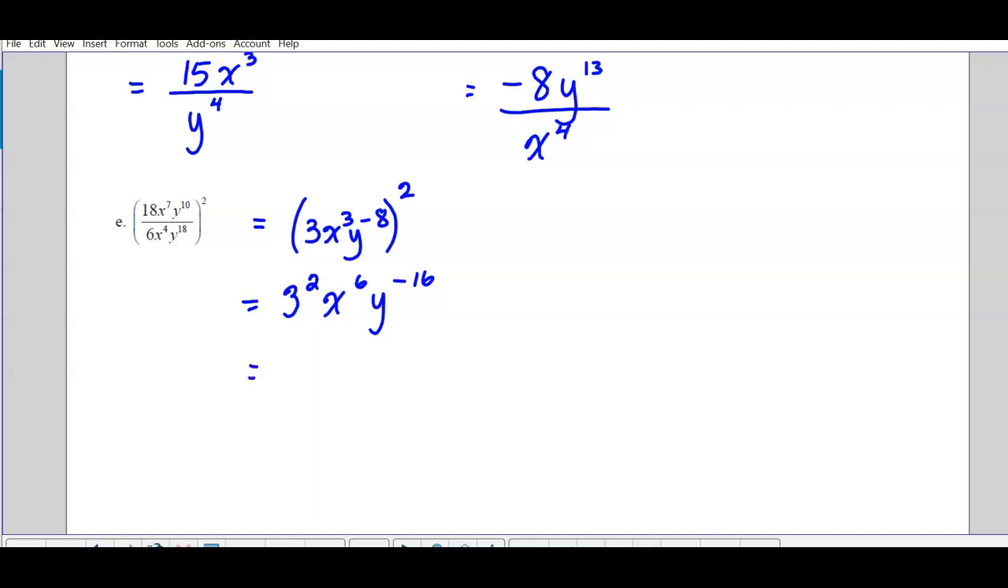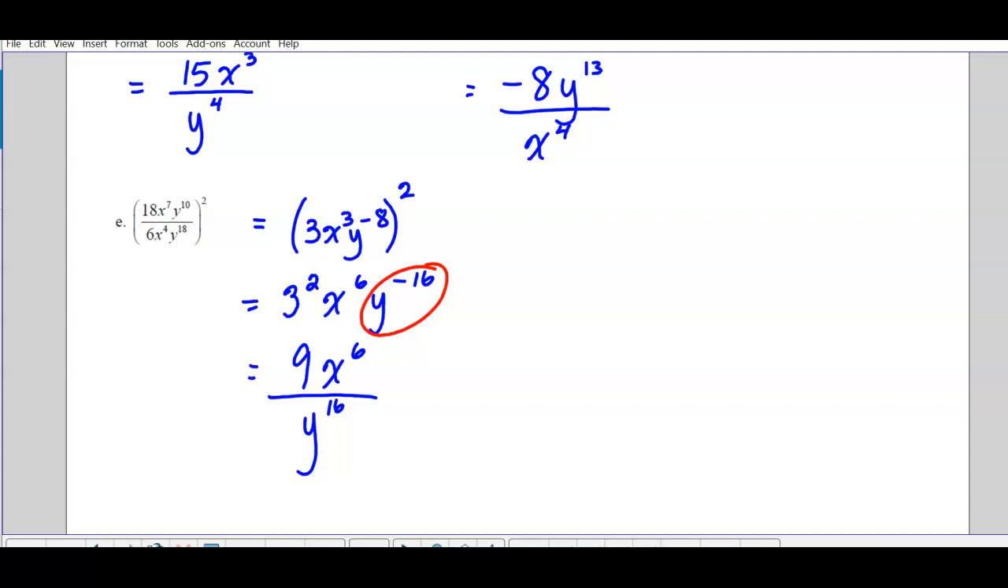Okay, and then that's your negative exponent factor. So 3 squared is 9, x to the 6 over y to the 16. Okay.